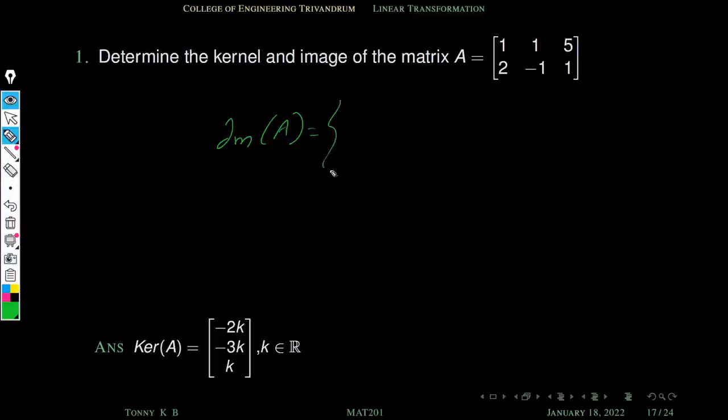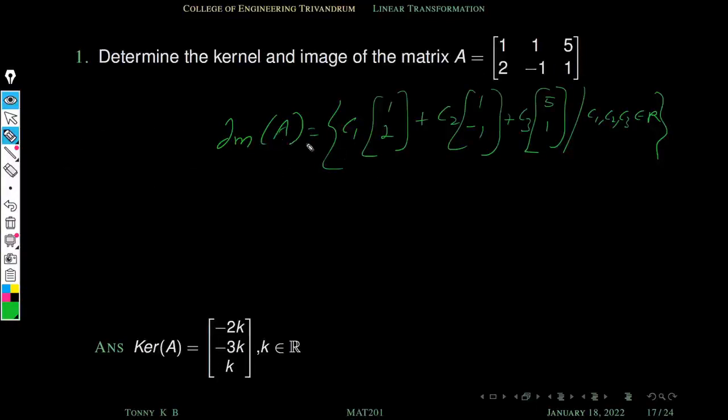And we know that the image is the span of the columns of A. That means image of A equals the span of the column vectors, that is C1 (1, 2) + C2 (1, -1) + C3 (5, 1), where C1, C2, C3 are any real numbers. It is clear that all three vectors belong to R2, and we know that R2 is a vector space, so it is closed under linear combination. So this span is a subset of R2.